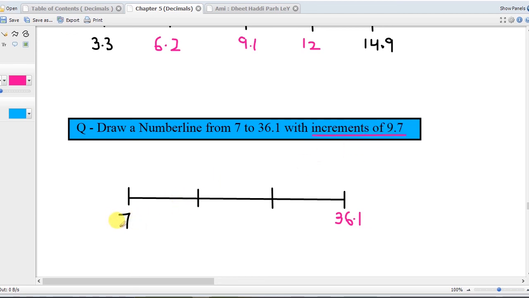So simply add 9.7 to 7. So we'll reach the next number, right? The next number we are getting here is 16.7. Now add 9.7 to this number. So the number we are getting here is 26.4. And this is how we solve decimal questions on a number line.